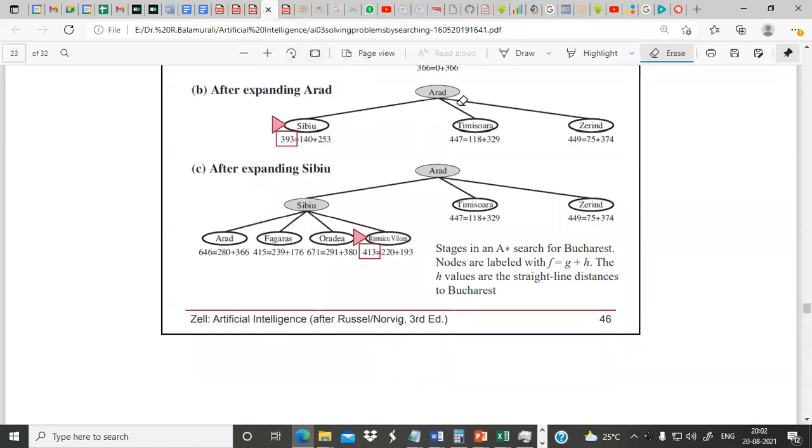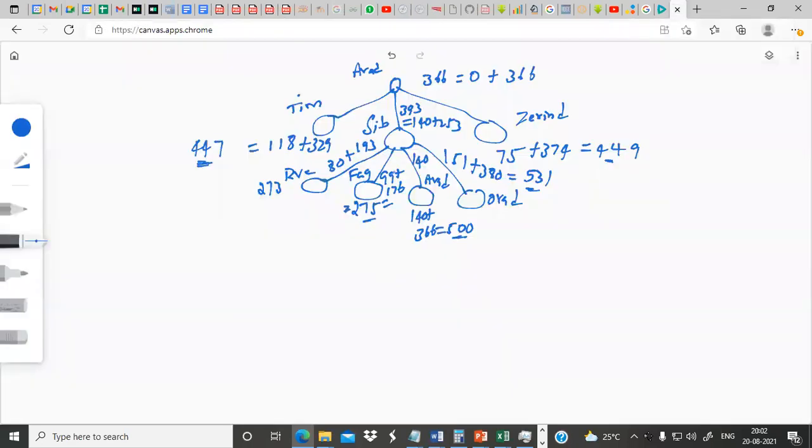Yes. See, what is the cost of reaching from Arad to CPU? It is 140. This 140 should be added to all these things. Okay. So that 140 I'm missing here, because it is a cumulative cost. We are reaching CPU from Arad at the cost of 140, right? So that also should be added to this.